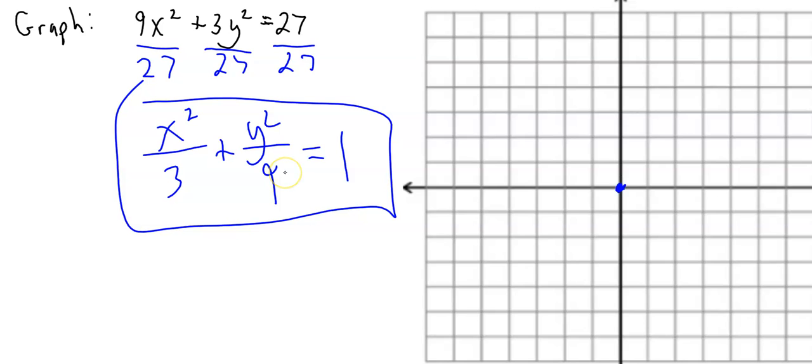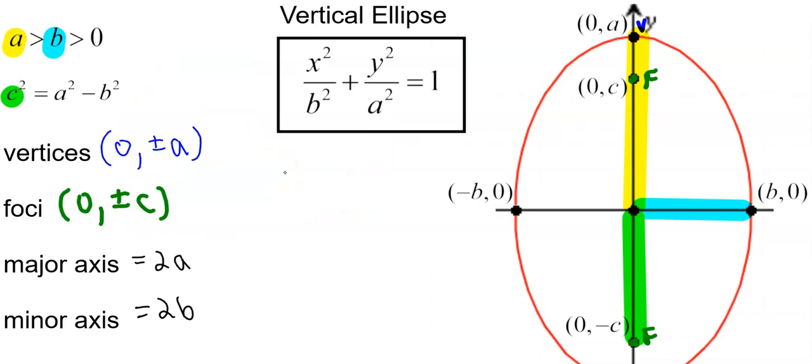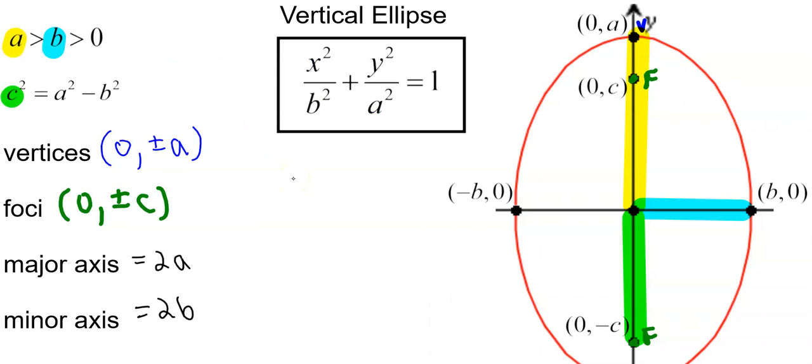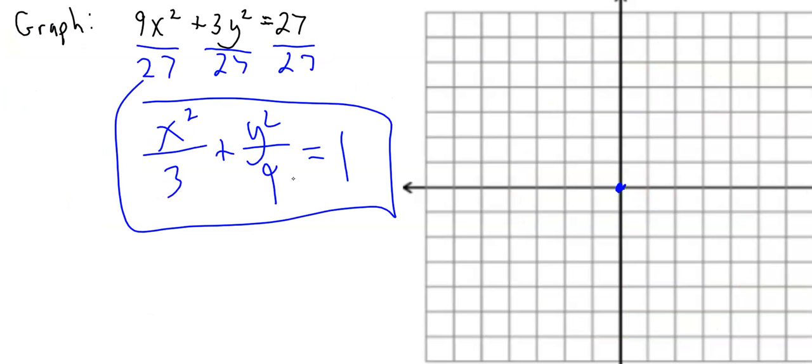So if you see that according to the formula, A is always bigger than B, and it looks like the bigger number here is 9. So this must be a vertical ellipse. In other words, this one must be equal to A squared. So A is equal to 3. And then this one must be equal to B squared. So B would have to equal the square root of 3.